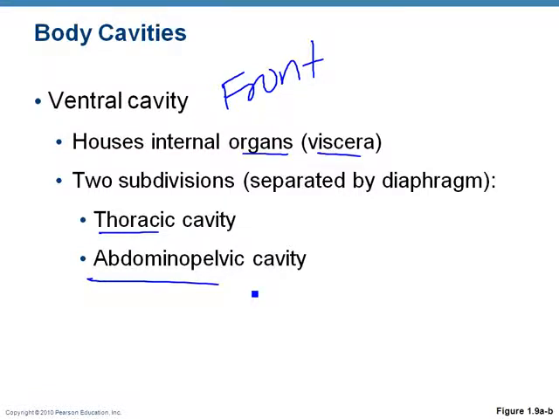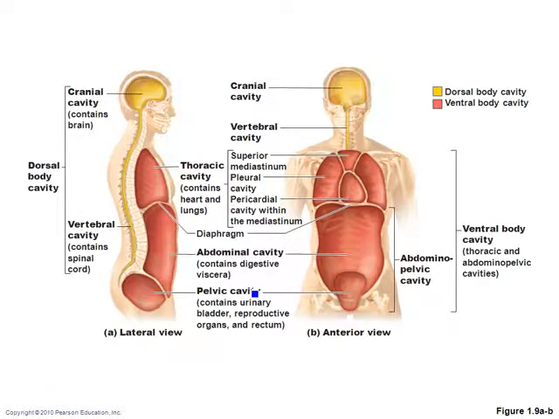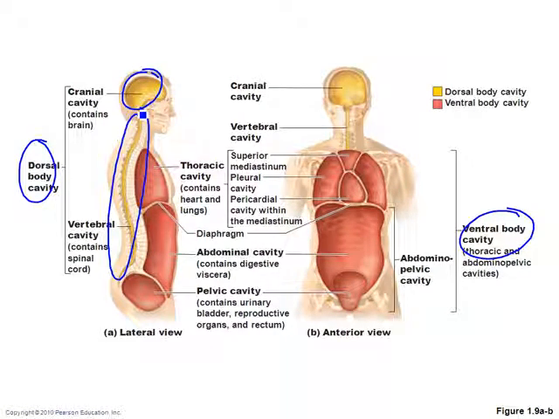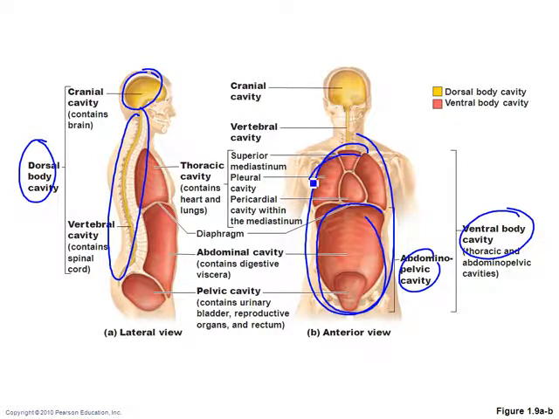So let's kind of do that as a schematic and help you get your bearings. So you have your dorsal cavity and you have your ventral cavity. Those are your two main big cavities. You then break your dorsal cavity into your cranial cavity and your vertebral cavity. Cranial cavity has the brain, vertebral cavity has the spinal cord. That's basically on the back, dorsal. On the ventral side, the front side, you have your abdominal pelvic cavity, which is here, and your thoracic cavity, which is here. Okay, here's your thoracic, here's your abdominal cavity, here's your pelvic cavity. Put these together, abdominal pelvic.